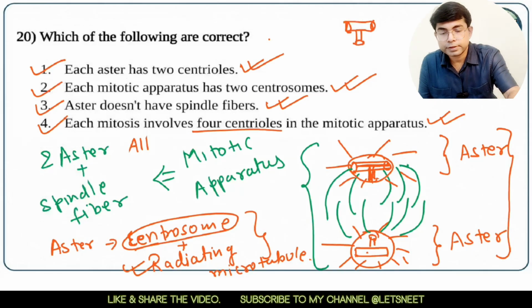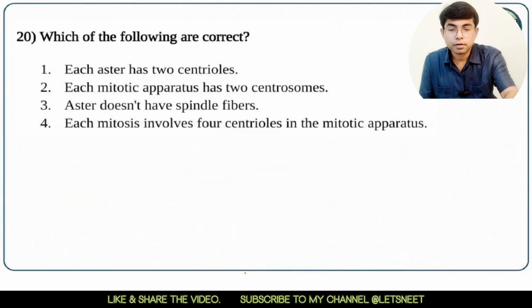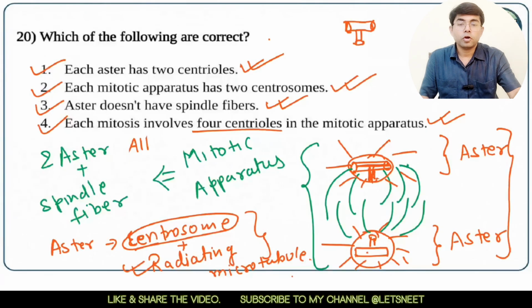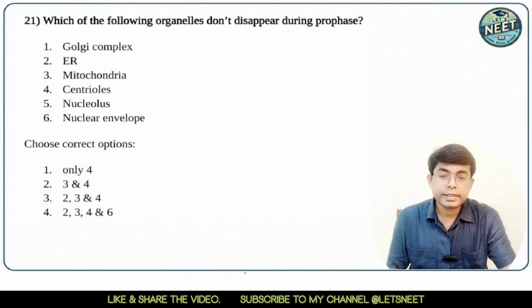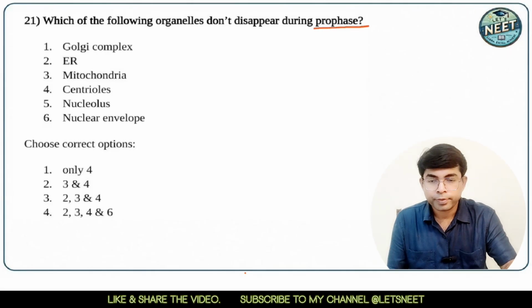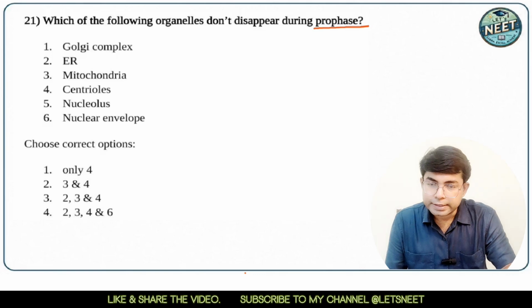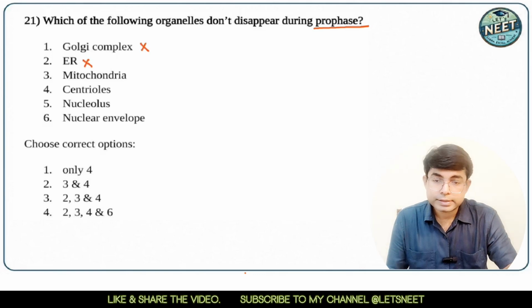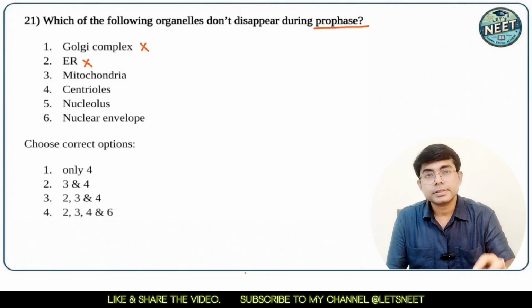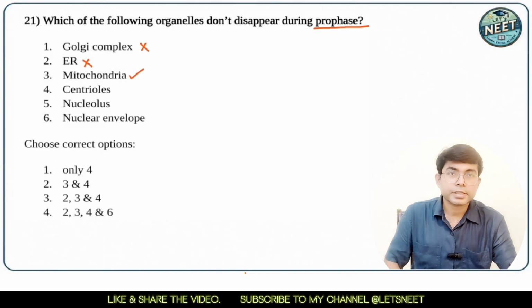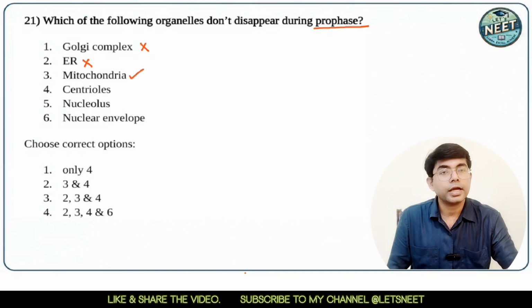Then next one, if we see this question, which of the following organelles didn't disappear during prophase? Now we know that during prophase cell organelles disappear, but which cell organelles don't disappear? See, Golgi complex, it disappears. ER disappears. Mitochondria don't disappear because ATP is required during the cell cycle.